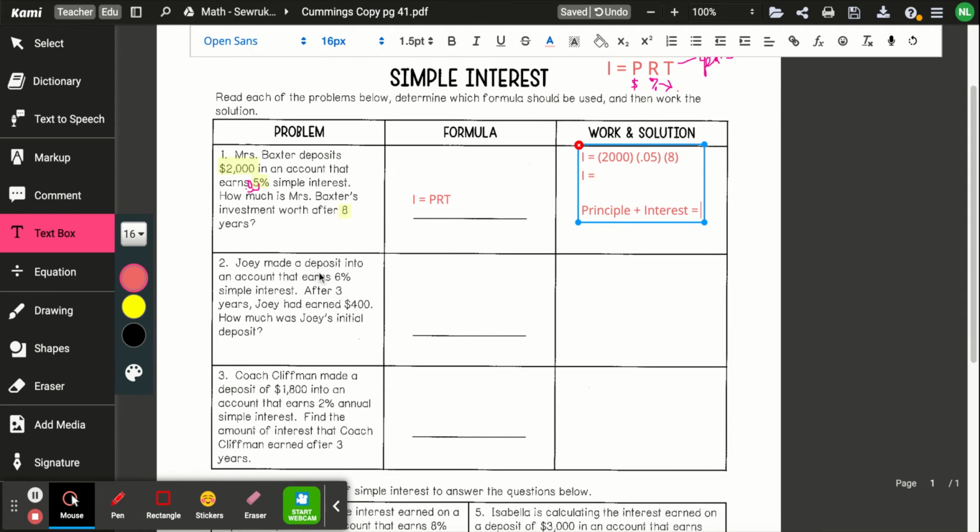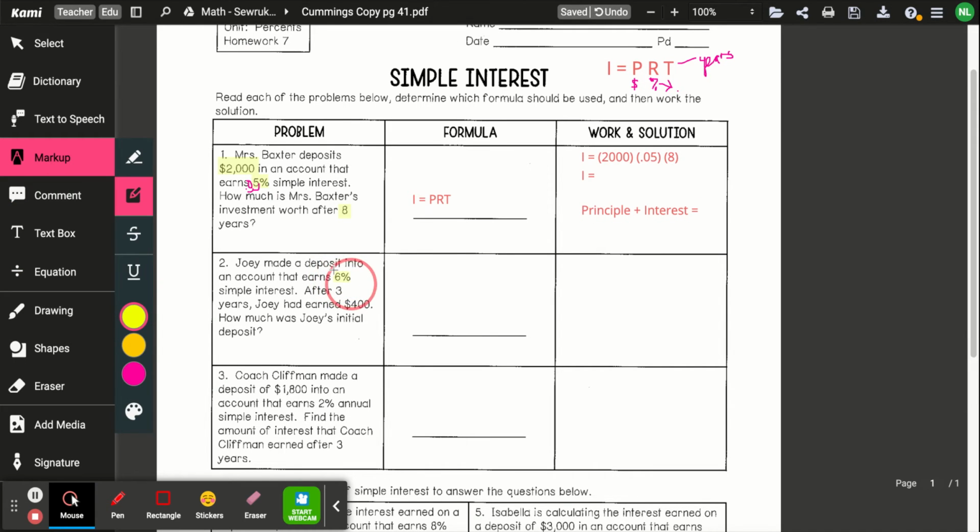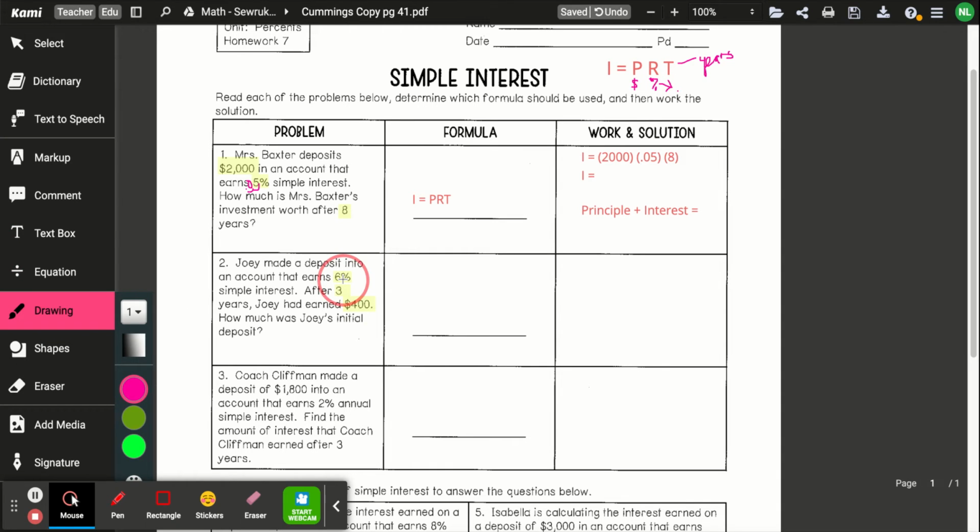The next question says, Joey made a deposit into an account that earns 6%. You already know that 6% for simple interest is going to be important. After 3 years, again, 3 years is also important. Joey has earned $400. That is his interest. So right here, you know that 6% has to be changed to a decimal. So you're going to get 0.06. And that's going to be your R. You also know that your 3 is your time because it's in years. And we know that Joey earned $400 simple interest. So that's going to be our I.